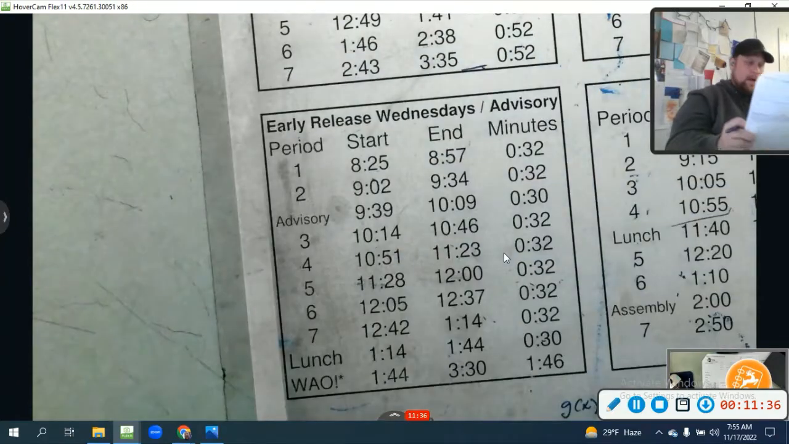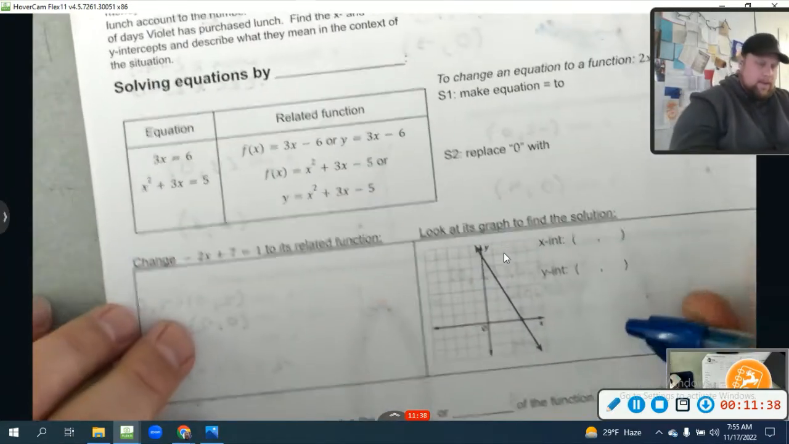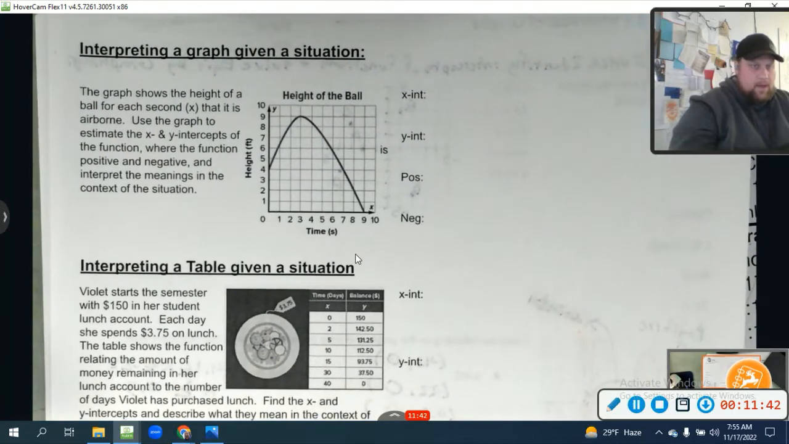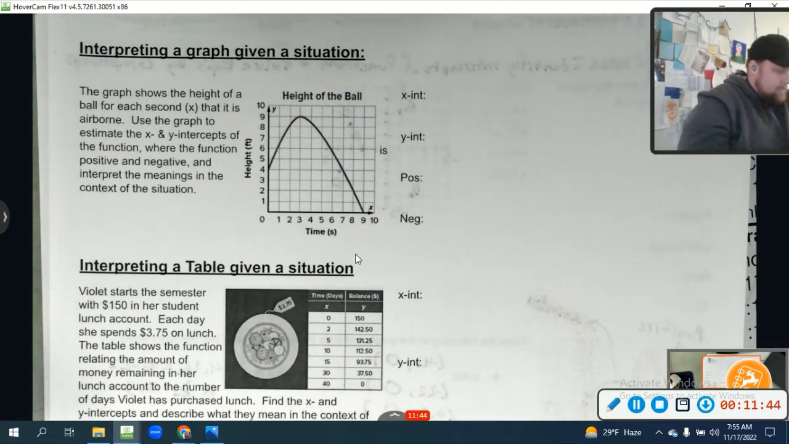Now we're going to talk about how to interpret a graph given a situation. Go ahead and scroll up to the top here. The graph shows the height of a ball for each second x that it is airborne. Use the graph to estimate the x and y intercepts of the function, where the function is positive and negative, and interpret the meaning in the context of the situation.